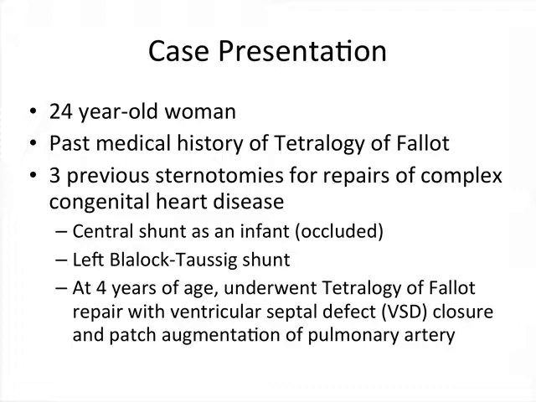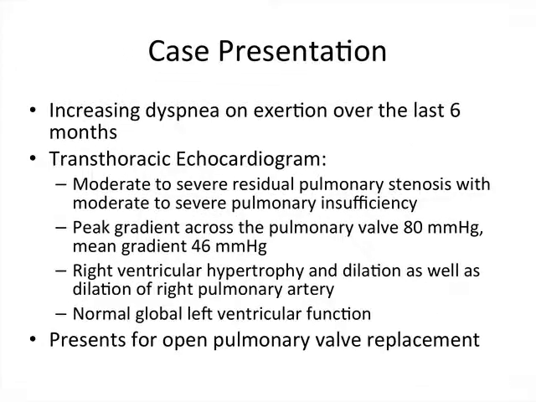Then at 4 years of age, she underwent a formal tetralogy of Fallot repair with ventricular septal defect closure and patch augmentation of her pulmonary artery. Our patient complained of increasing dyspnea on exertion, especially over the last 6 months. Going up just 1 flight of stairs caused her to be significantly winded.